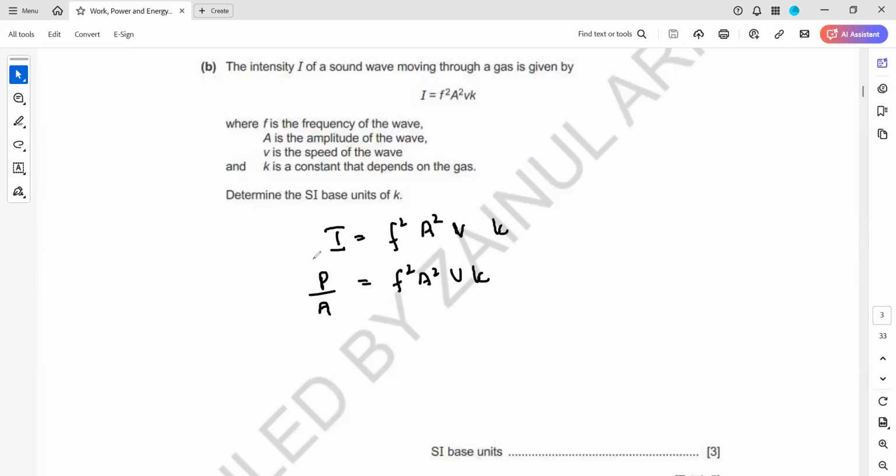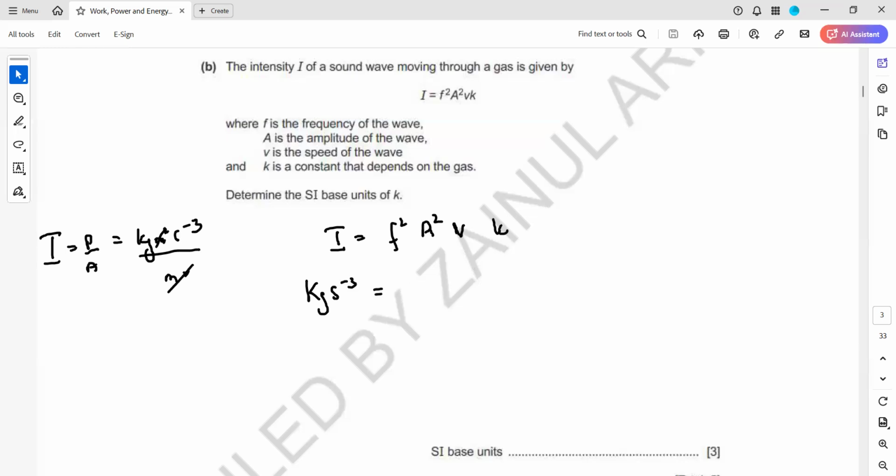I can separately work out the base unit of intensity here. I know intensity is power on unit area. Power, we know, is kilogram meter square second raised to power negative 3, and the area is meter square. So meter square will cancel with meter square. So the base unit of intensity will be kilogram second raised to power minus 3.